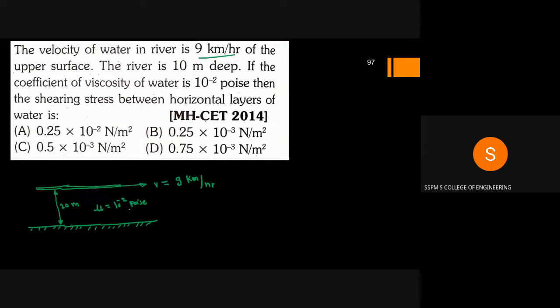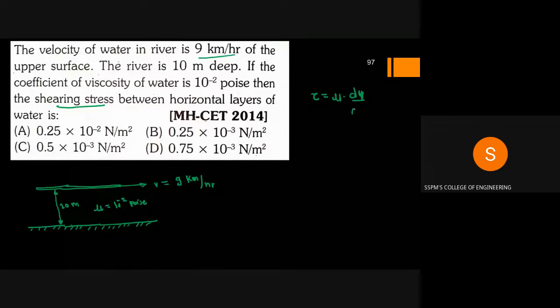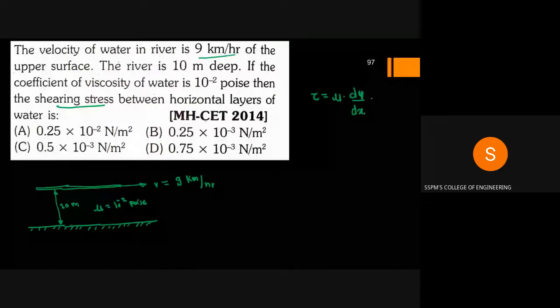Okay, and the question is shearing stress. We have to find out what the shearing stress is. So we have the equation tau, that is the shear stress, is equal to mu into dv upon dx. Or simply we can write tau is equal to mu into v upon x, where x is the height of the layer.